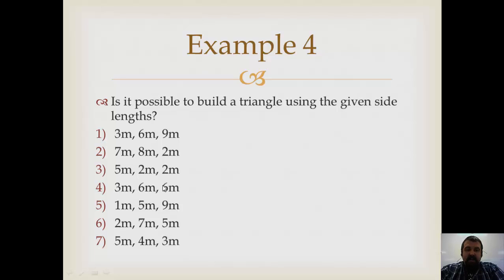3 plus 6 is larger than 6. 6 plus 6 is larger than 3. Because I don't have a largest number, there's no one that I really have to check. It's going to work. Those 3 sides are a possible triangle.